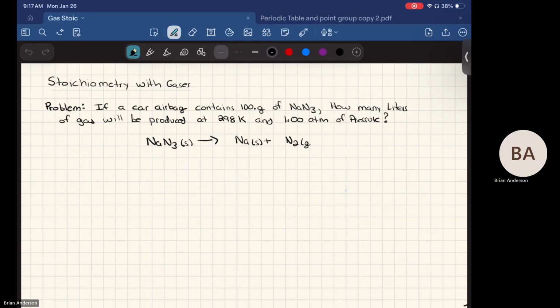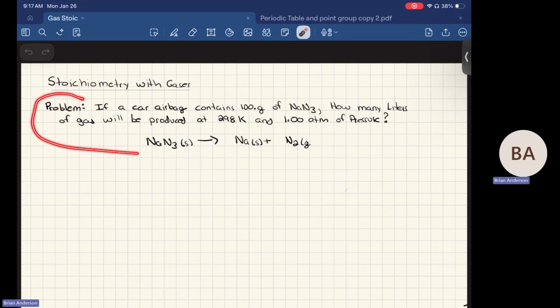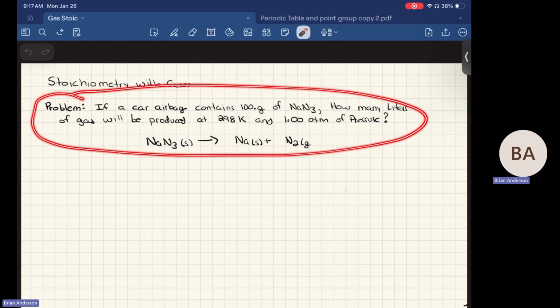Hi, everyone. This lecture is going to cover stoichiometry with gases. It's a review of stoichiometry we covered last semester, but now as it applies to our gas laws. We're going to start off with our problem that's shown here, and go through how to solve it.